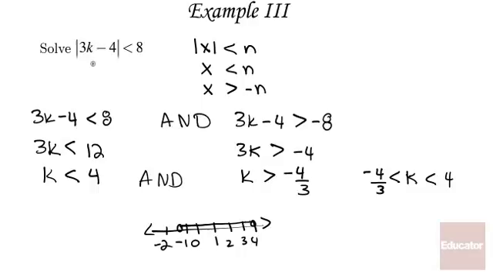So I saw that I had the form, the absolute value of x is less than n. I found my two related inequalities. 3k minus 4 is less than 8, and 3k minus 4 is greater than negative 8. I went ahead and solved those and found that k must lie between negative 4/3 and 4.